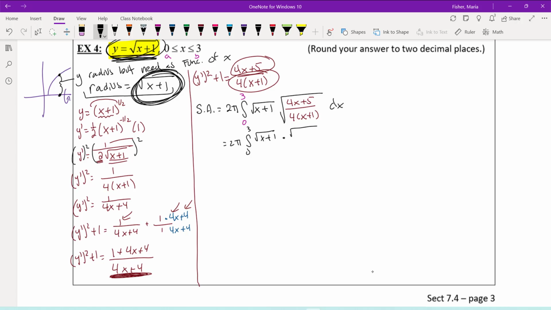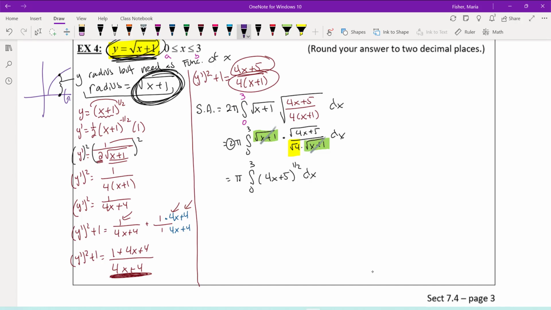So this is just the square root of 4x plus 5, and this can be the square root of 4 times the square root of x plus 1. Well, notice now I have a square root of x plus 1 in the numerator and a square root of x plus 1 in the denominator, so those will cancel. And then I have this square root of 4 in the denominator. Well, the square root of 4 is just 2, and when I pull it out, 2 divided by 2 is just going to be 1, so that's just going to be pi. So we have pi times the integral from 0 to 3, and we're going to rewrite that as 4x plus 5 raised to the 1/2 power dx.